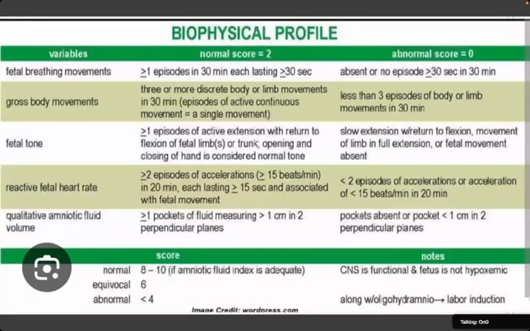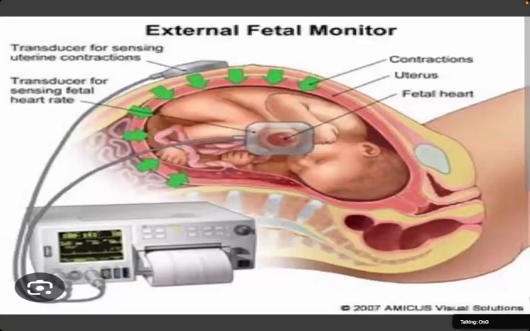Other antenatal strategies for fetal assessment include the biophysical profile, where we score to check whether the central nervous system is functional and the fetus is not hypoxemic. This also assists us with deciding whether we need to act and deliver or provide any further treatment to the mom during this pregnancy. The non-stress test is also one of the additional assessments used antenatally.